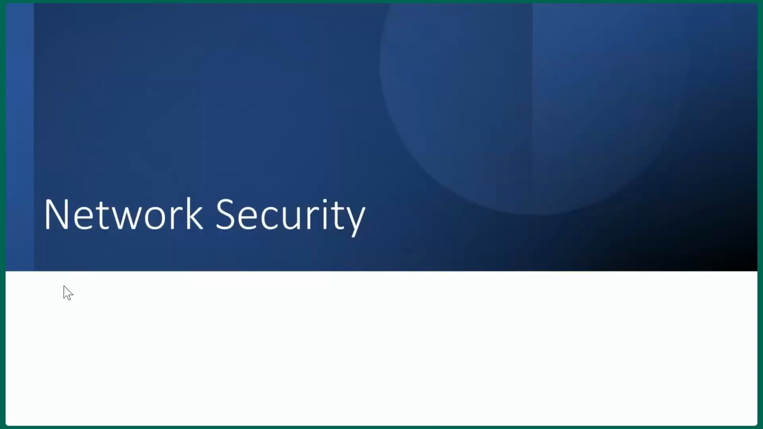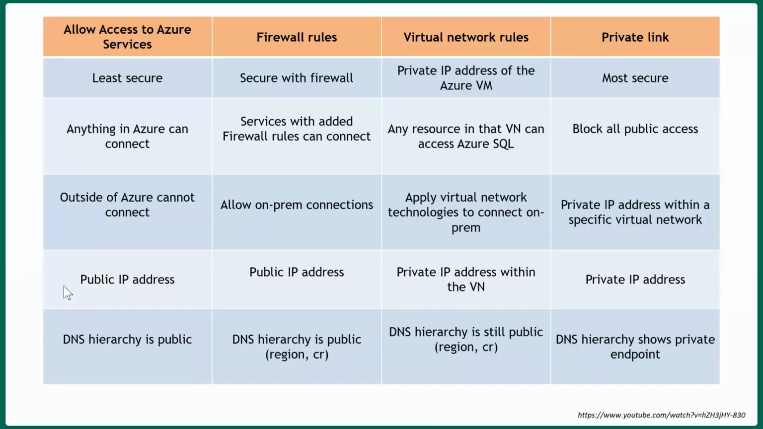So first, let's talk about network security. Again, this is the outer layer of security before going into the in-depth layers. There are four different options available in network security. If you see from left to right, the left side is the least secure, and as you move to the right side, the last option, the private link, is the most secure one. Now let's talk about each of these layers.